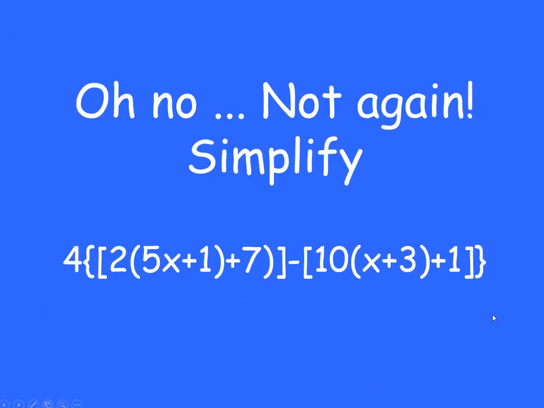Review for 400. Oh no, not again. Looks like we got a Jay Leno head question here. These have been haunting you all semester long. 4 times bracket 2 times (5x plus 1) plus 7, close bracket, minus bracket 10 times (x plus 3) plus 1, close bracket. Go ahead and pause the video and give this one a try and see if you can ace this beast problem.